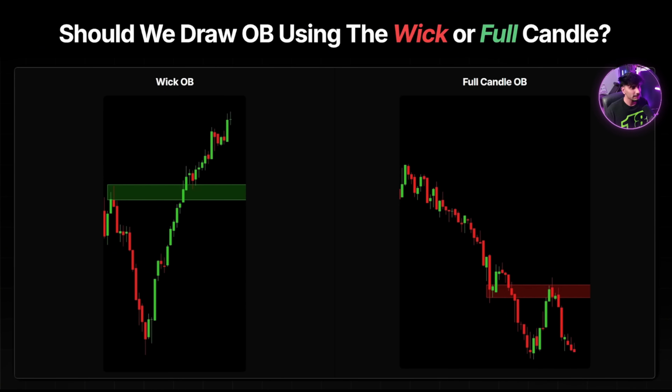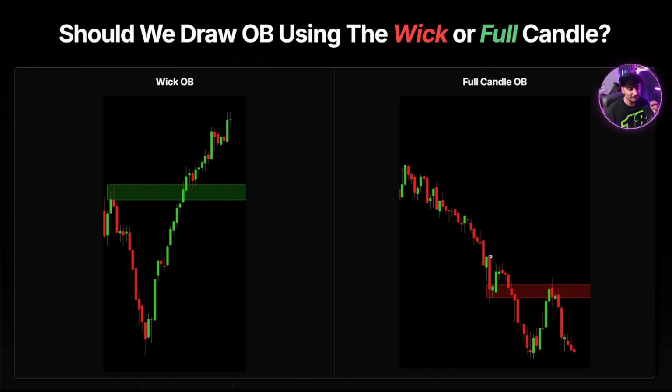So now that I talked about how to draw order blocks, one of the biggest questions I get is, should we draw order blocks using the wick of the candle or the full candle itself? So on the left, I have a wick order block, and then on the right, I have a full candle order block. Here we can see this is a bullish example. We marked out the last down close candle in an uptrend, and we can see that we only marked out the wick. And in this retest, the trade only came down to the wick. We retested very quickly, and then we continued that move to the upside.